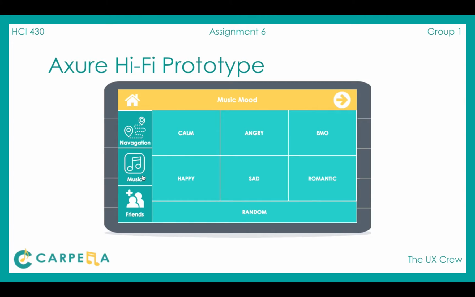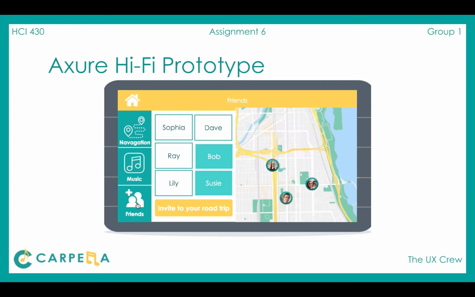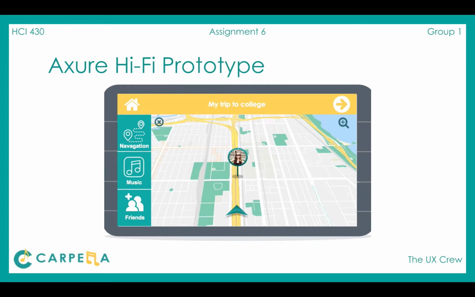And then yet again, you pick the music, very big button, so it's easy to click on while you're driving, or maybe not while you're driving, but while you're in the car. Yet again, Adele, Hello. Must be very sad or something. And then you can invite your friends, click the button, invite them to your road trip. So just very, very simple and easy interactions for our user. Colors that would pop out make it easier for them to interact with the app.